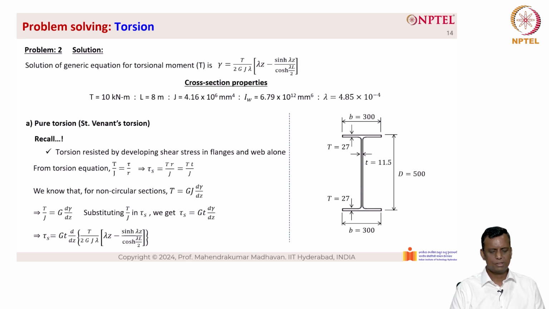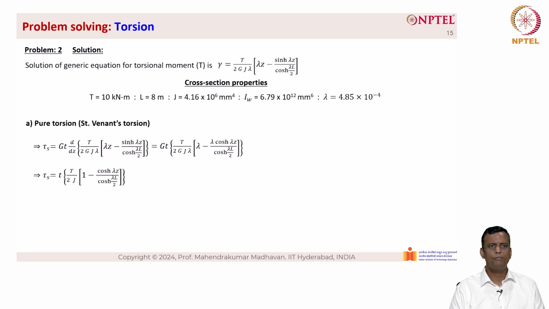So we have this equation, and then we can substitute d gamma by dz from the equation of gamma equal to T divided by 2GJ into lambda z minus sinh lambda z divided by cosh lambda L by 2, which is what we got in the previous problem, which is the equation for gamma. Now we have to use this equation and differentiate it with respect to z. So when we do so, we have Gt into T divided by 2GJ into lambda minus lambda into cosh lambda z divided by cosh lambda L by 2.